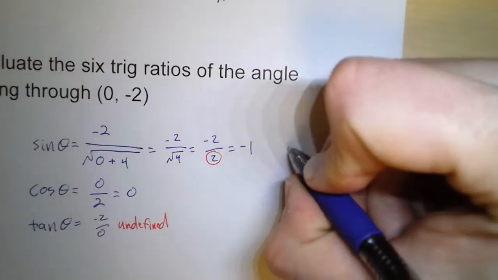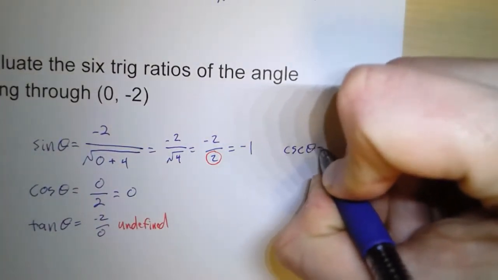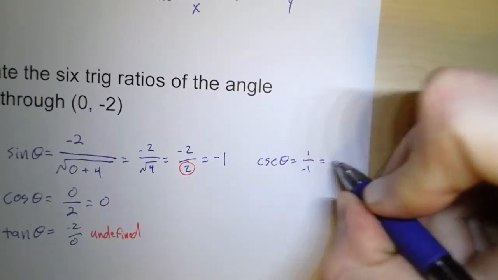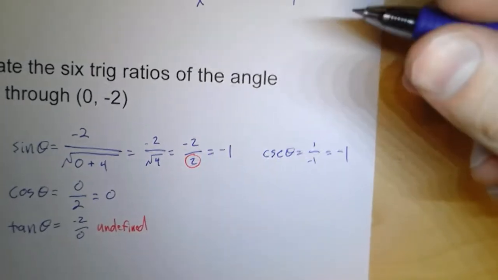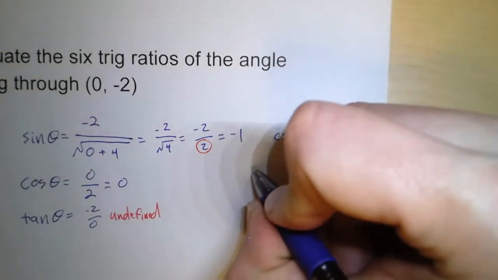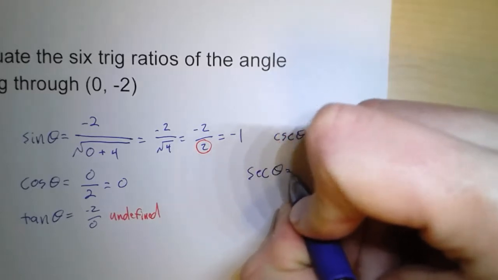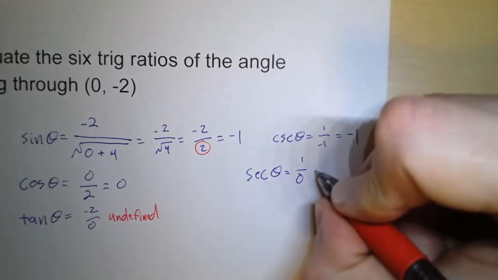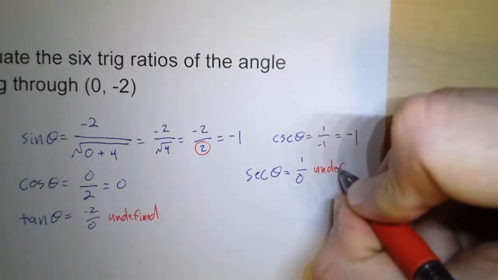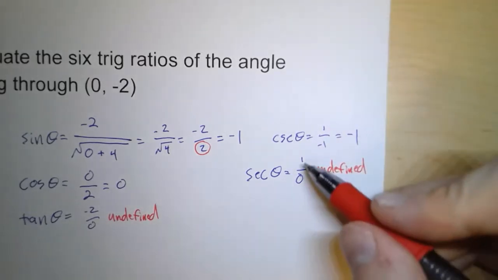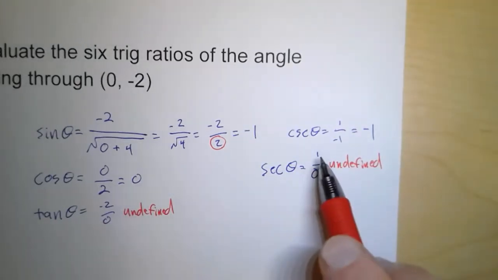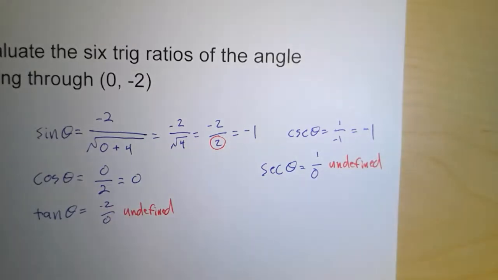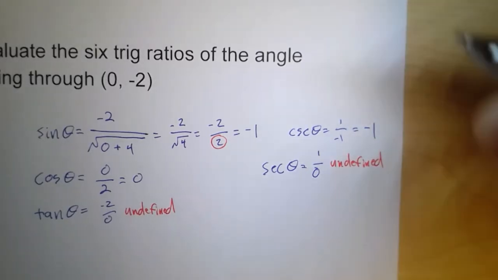So for the other three, for cosecant of theta, we're going to take the reciprocal of negative 1. So 1 over negative 1 is still negative 1. So cosecant is the same as sine. Secant is the reciprocal of 0. So if we do 1 over 0, what happens? Same thing again. Secant is undefined. And it doesn't matter what's on the top, because both tangent and secant are undefined and we have different numerators. But the fact that we're dividing by 0, that is what makes it undefined. And that's going to be important in a second.